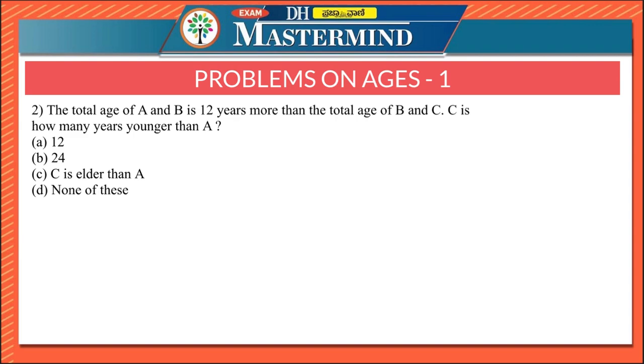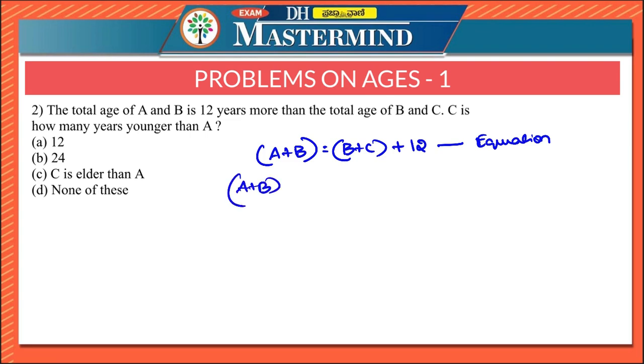According to the question, A plus B, that is the total age of A and B, is 12 years more than B and C. This is the equation that we have to arrive at by looking at the question. If you understand the question properly, this equation you will arrive at. So now let us solve this. Let us send B plus C this side. So what happens is A plus B minus (B plus C) equals 12. So A plus B minus B minus C equals 12. So B gets cancelled out. A minus C equals 12.